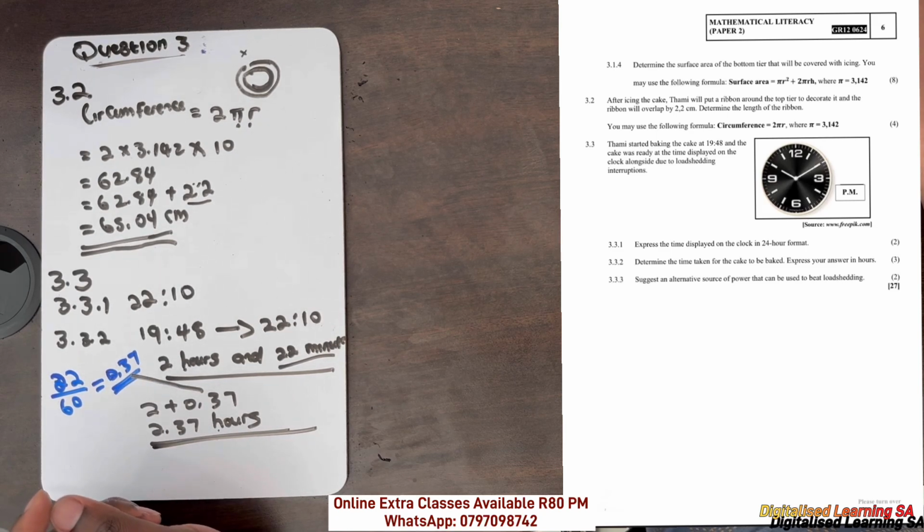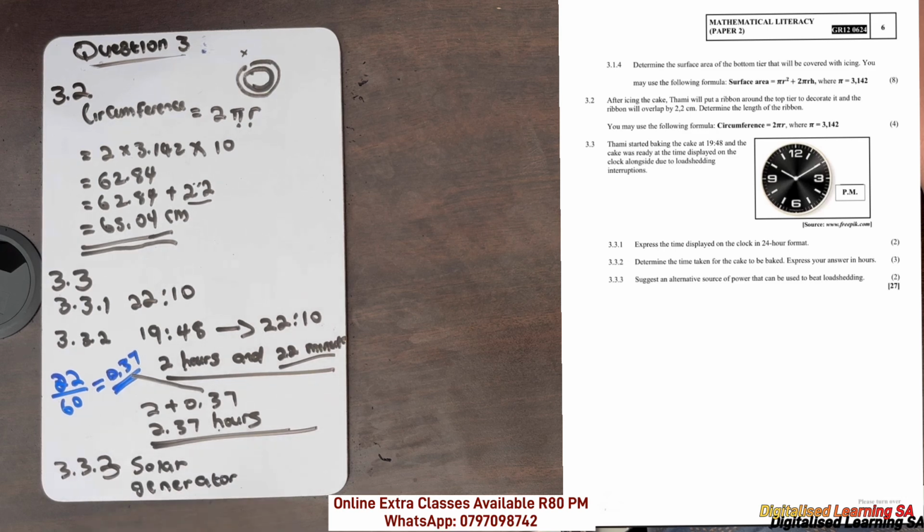Okay, so now let's move to our last question for question 3, which is question 3.3.3. It says, suggest an alternative source of power that can be used to beat load shedding. So it can be solar, or it can be, for instance, a generator. And there can be other alternative sources as well. So this brings us to the end of question 3.